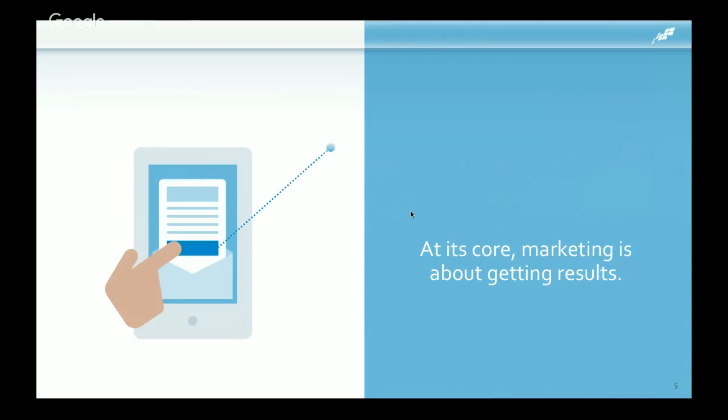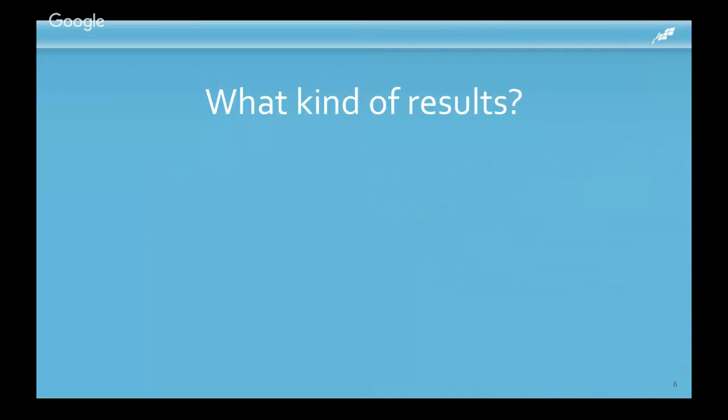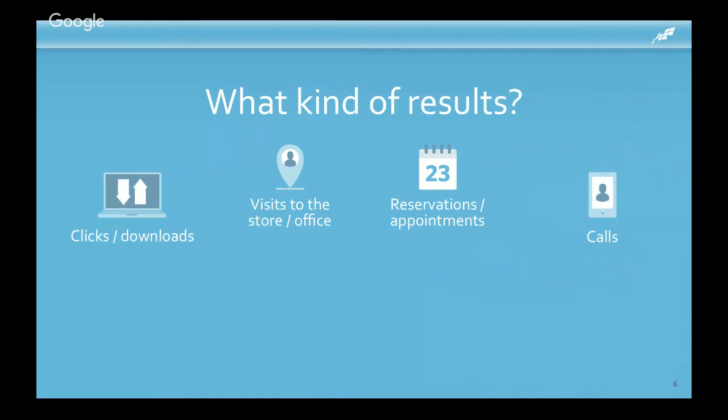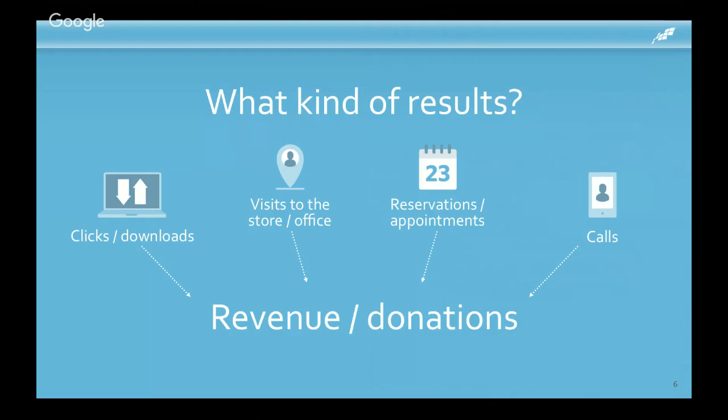All right, so let's kick off the session with a simple definition or framework of what marketing really is. You already know what marketing is, but when I say marketing, I mean something very specific. Social or email marketing, and all marketing, is about getting specific, measurable results. What kind of results are we talking about? Well, it might be clicks or downloads, visits to your store, reservations or appointments, calls, but really all of those interim steps are going to point to either revenue or donations for your organization.